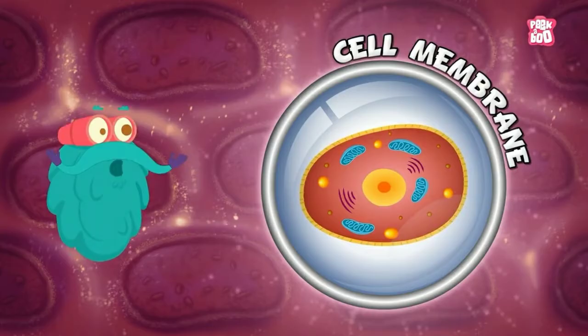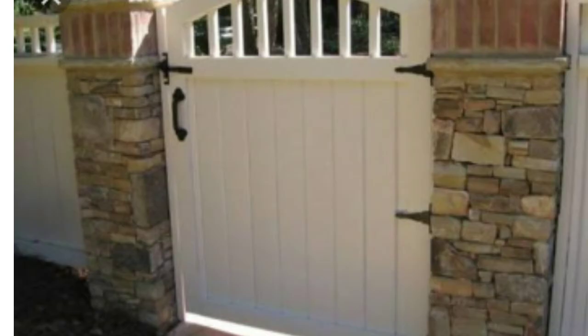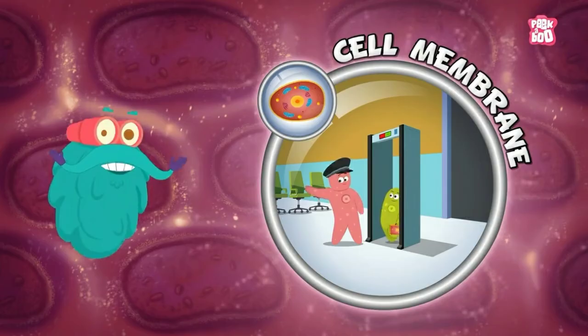Cell membrane. Cell membrane is a membrane or a layer present on the outside of the cell. For example, our house wall and our house gate. Both are membranes of our house. And what is the function of our house wall and house gate? The function of our house wall is to give shape to our house, and the function of our house gate is to allow us to move into and out of our house.